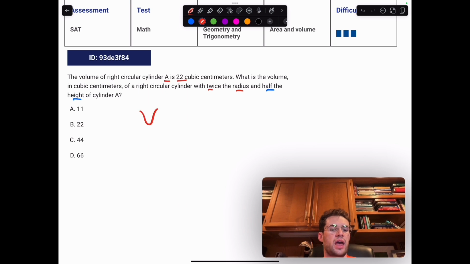All right, so volume A is just going to be pi times the radius squared times the height. That's the volume of a cylinder. And they gave us that it is equal to 22.